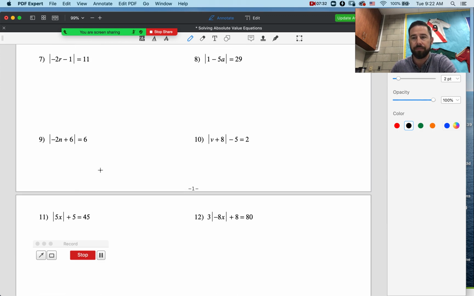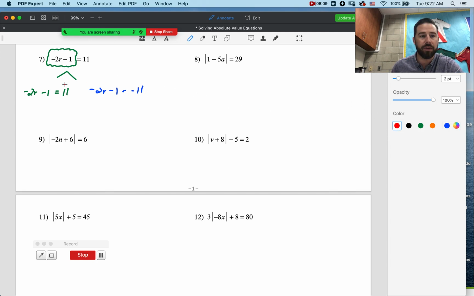So what I want to do is come down to one that's a little trickier, like number 7. We've got our absolute value. It's a package. It's got stuff in it. But you've got to notice this package is by itself. There's nothing in front of it. There's nothing behind it. It's pretty simple. So we're going to split it up because it's by itself. Let's say negative 2r minus 1 equals 11. And the second one I'll do in a different color. We're going to say negative 2r minus 1 equals, we make this negative, so negative 11.